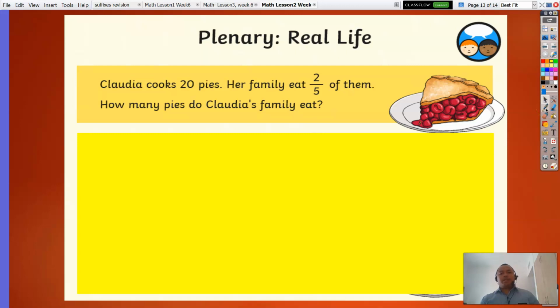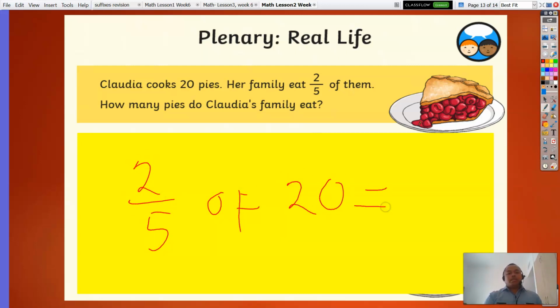Time is up. Now let's find out. 2/5 of 20. This equals 5, 10, 15, 20. So we have 4, and 4 times 2 is 8. So the answer is 8. Simple as that. I hope you have learned something today.